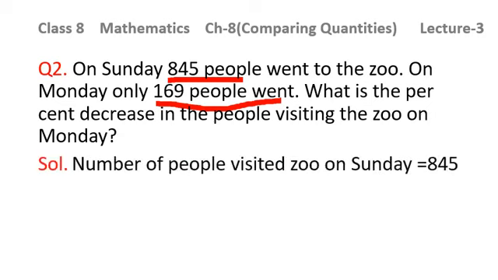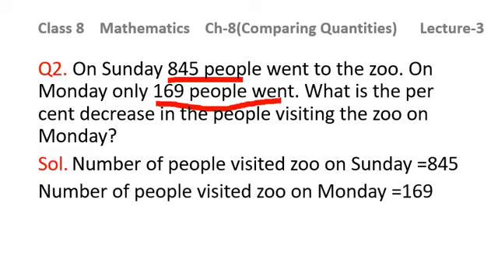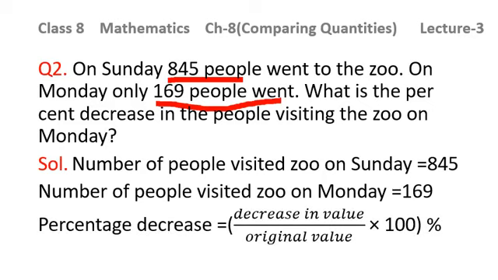Let us see. Solution is number of people visited zoo on Sunday 845. Number of people visited zoo on Monday 169. As there is a decrease in the number of people visiting the zoo, if we compare from Sunday to Monday, then we will find that there is a percentage decrease, and we need to find that percentage decrease. We have learned this formula, that percentage decrease is equal to decrease in value over original value into 100%. First of all, we need to find the decrease in value, how many people have decreased on Monday. Then original value we know, that is 845, into 100%.